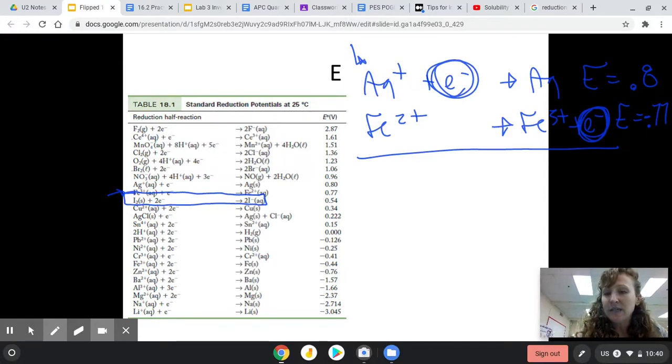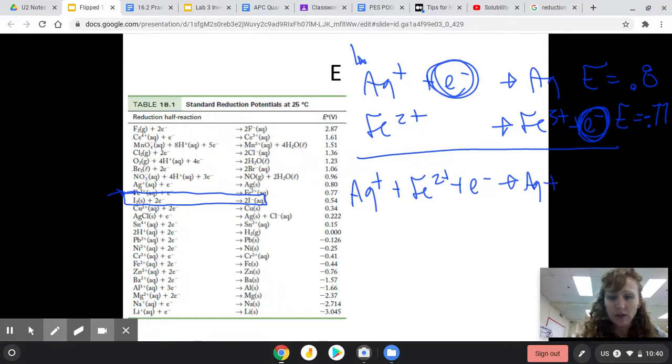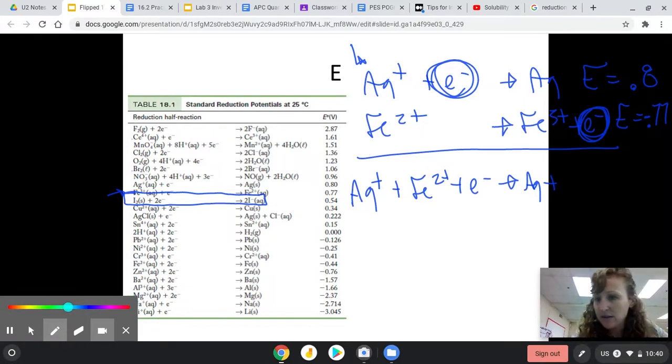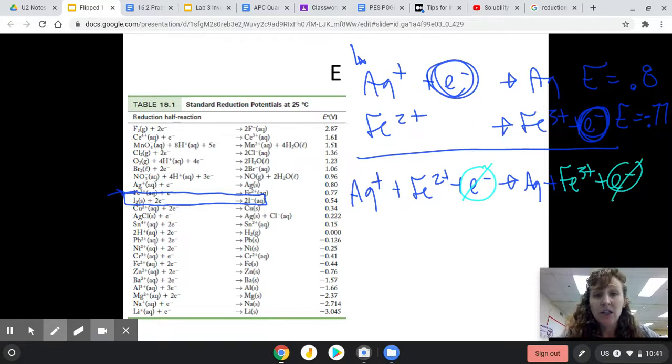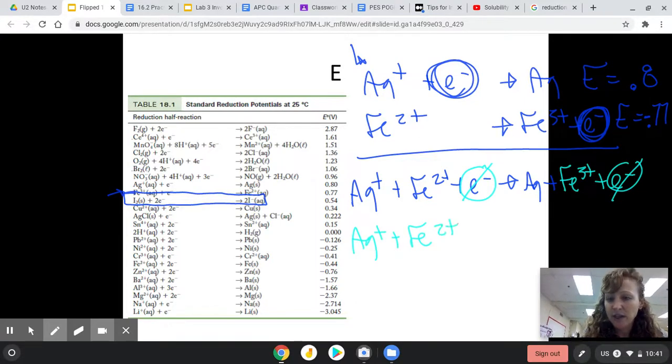Okay, so we've flipped it. We're going to add it. Ag plus Fe2 plus plus e goes to Ag plus Fe3 plus plus e. And now anything that appears on both sides, just like in a net ionic equation, you want to reduce out. So I have an e on one side, I have an e on the other side. I'm going to reduce those out. Electrons should always reduce out of your equation if you have balanced it correctly. And I'm going to get Ag plus Fe2 plus goes to Ag plus Fe3 plus.